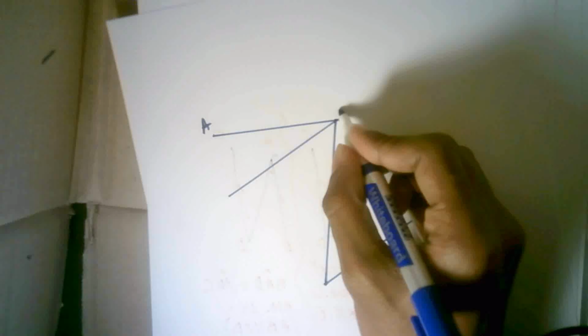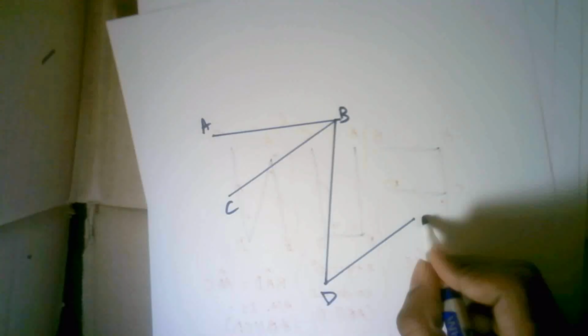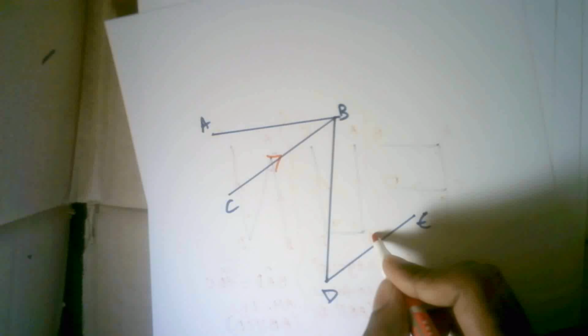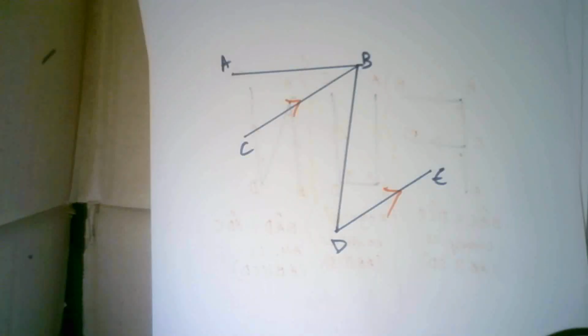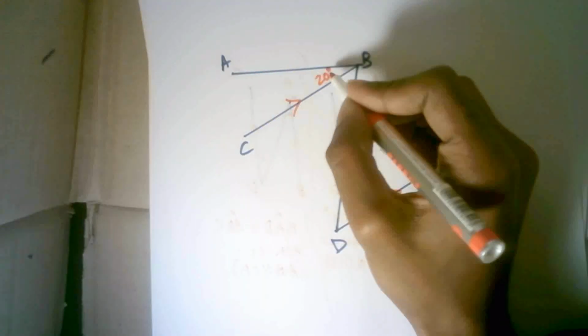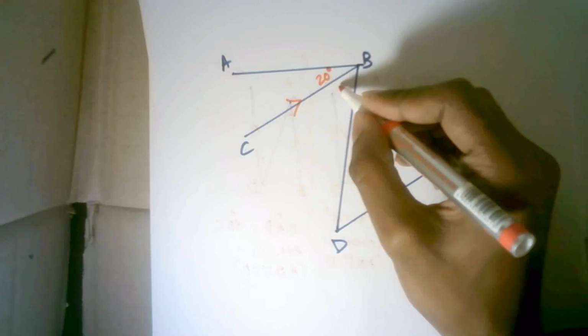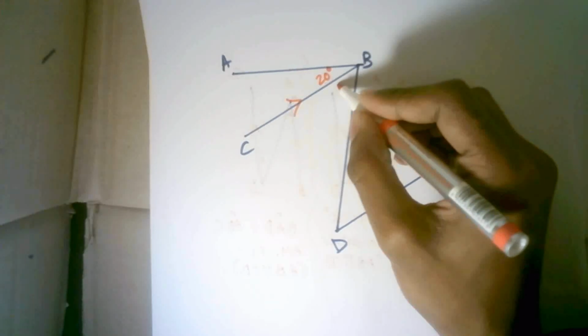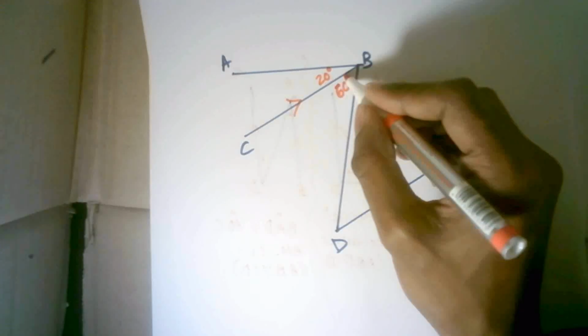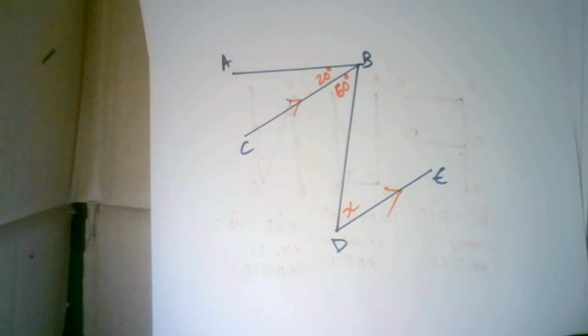Right, so let's say I have a figure that looks something like this, and I have A, B, C, D, and E. And I'm given that line BC is parallel to line DE. I'm given that these two lines are parallel to one another. And let's say this angle here is 20 degrees, right? Let's say this angle here is 60 degrees, right? And let's call this X. And I ask you to solve for X, right?